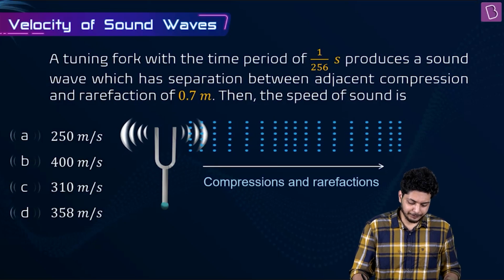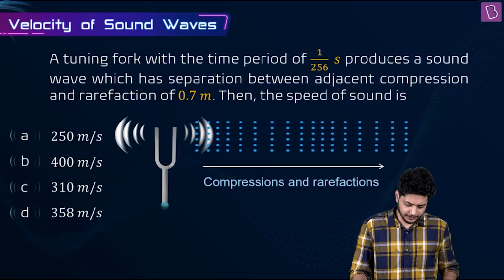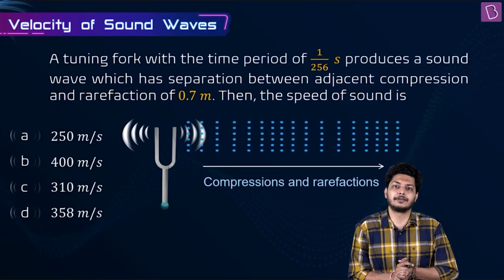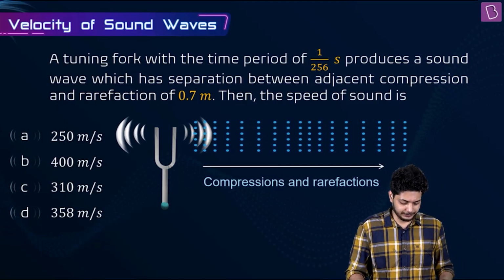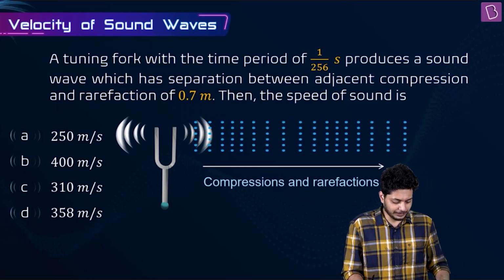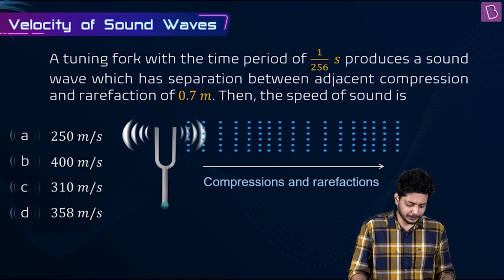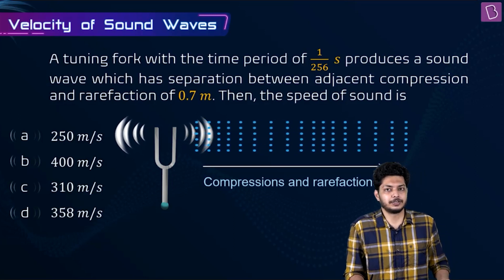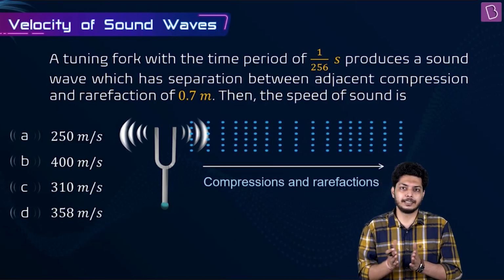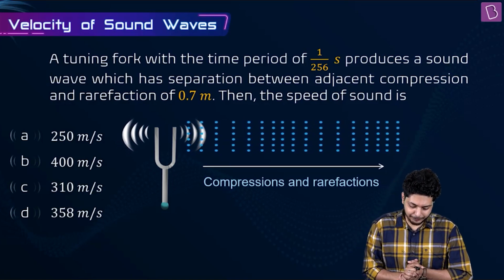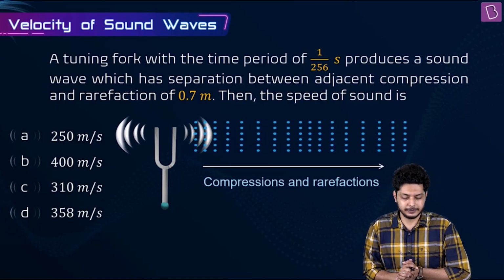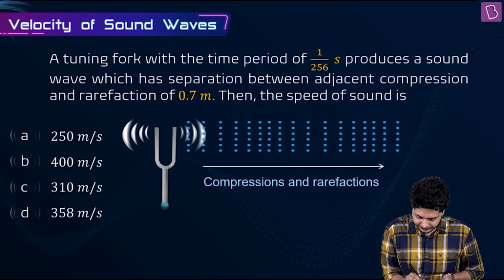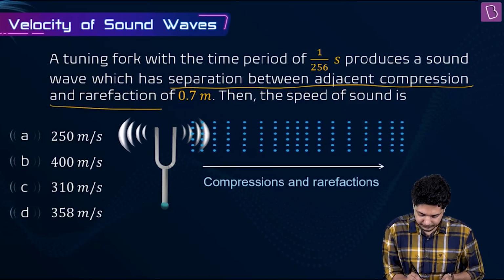A tuning fork with a time period of 1 by 256 seconds produces a sound wave which has a separation between adjacent compression and rarefaction of 0.7 meters. Then the speed of sound is 250 meters per second, 400 meters per second, 310 meters per second, or 358 meters per second. So the question is basically trying to say there is a tuning fork, it is vibrating, and the vibrations have a time period of 1 by 256 seconds. Now what else? The separation between adjacent compression and rarefaction is 0.7 meters.